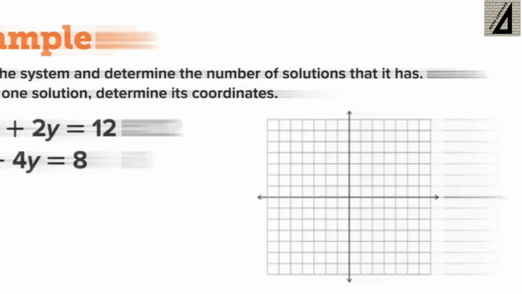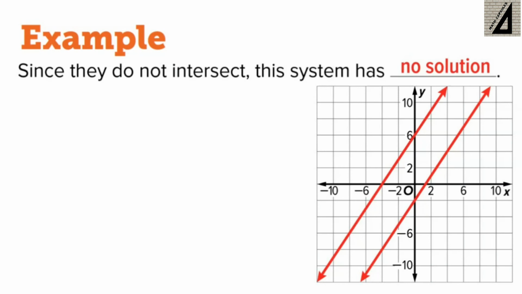After graphing the second line, we found that both lines are parallel, so this means that they do not intersect, so this system has no solution.